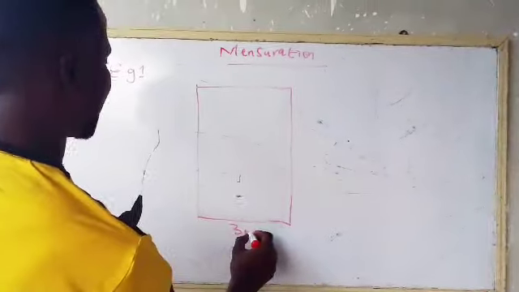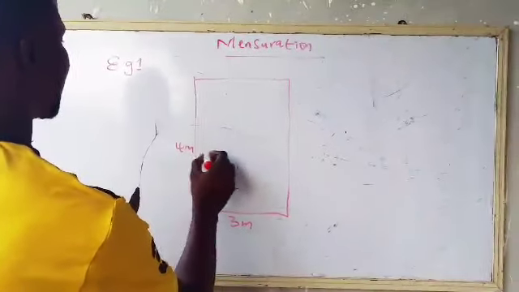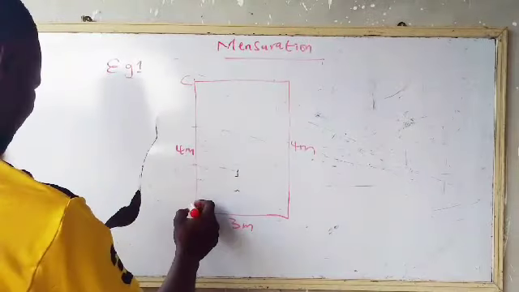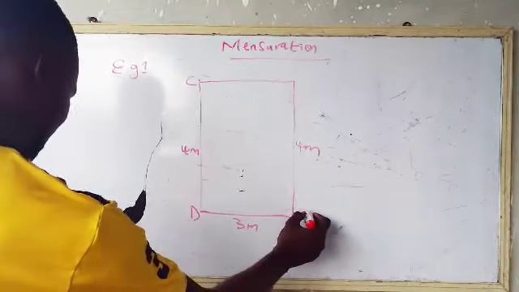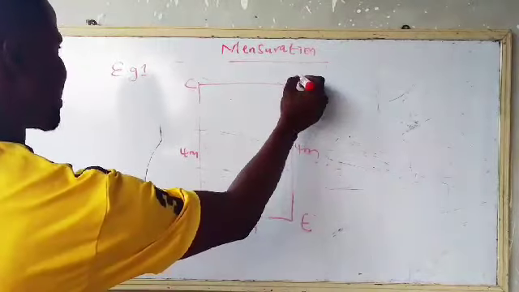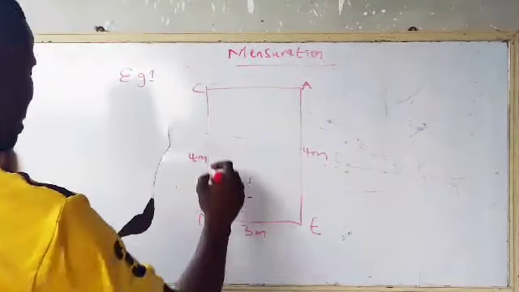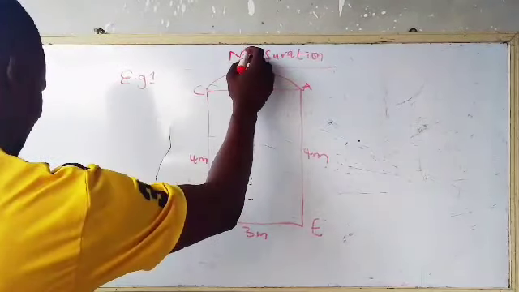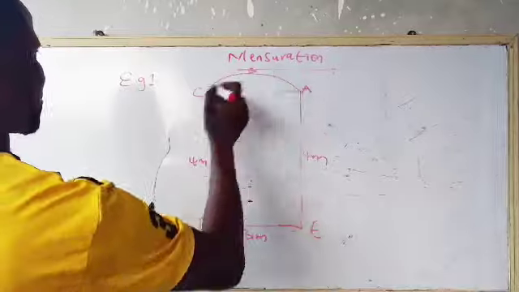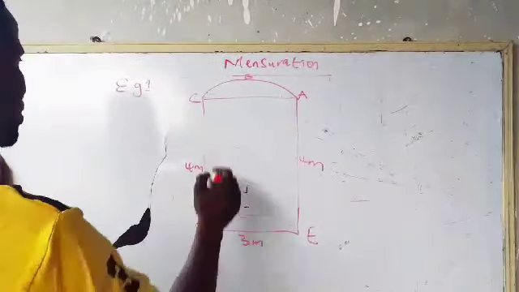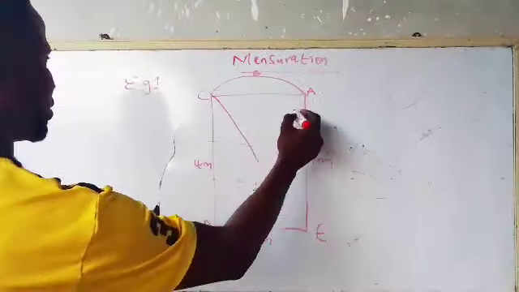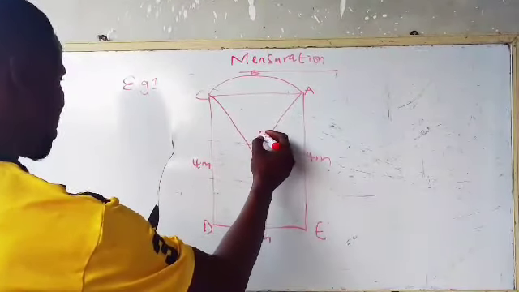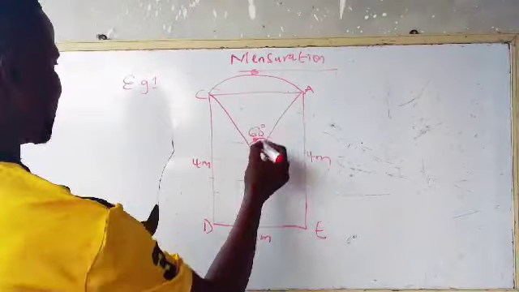So this is 3 meters, this is 4 meters, this is 4 meters. So this is C, this is D, this is E, and this is A. Here we have a curve or an arc, which is B, and this is an extension. So now we have 60 degrees.